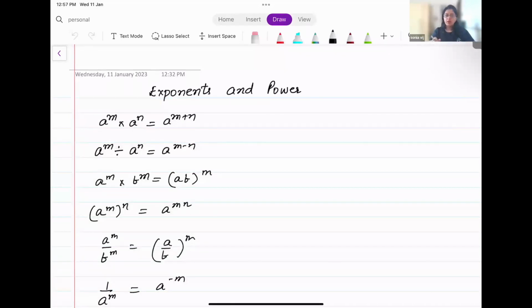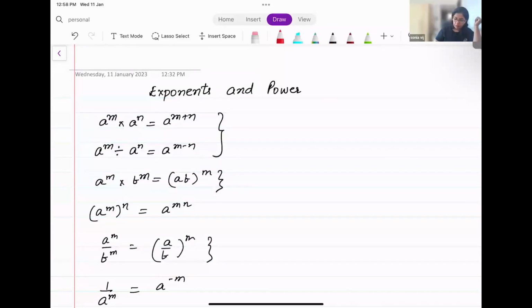So let's first revise the laws of exponents. The laws of exponents are a to the power m into a to the power n when the base is the same. See, there are two types of laws as you can see on the screen. In the first two laws, the base is the same. And in this law and this law, the power is the same. So when the base is the same and the numbers are multiplied, the powers get added.